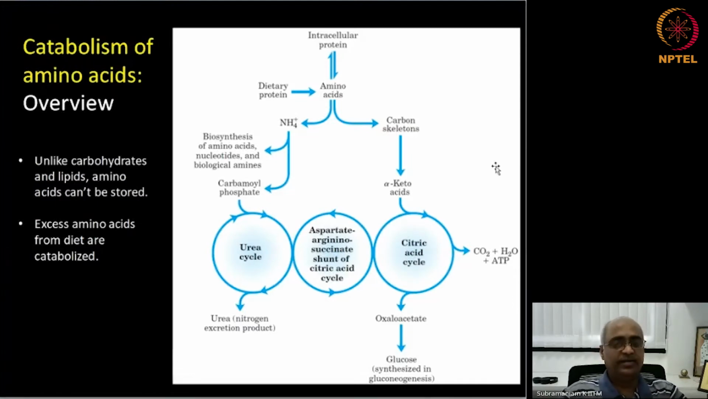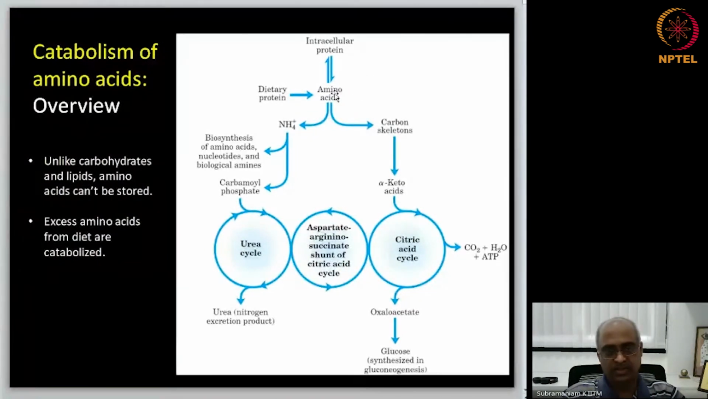So let us look at what happens to the amino group in amino acids. This summarizes the multiple routes of entry and exit. You have intracellular proteins that through normal wear and tear, when the time is up, get hydrolyzed into amino acids. And dietary protein also, in the digestive tract, in the way which we will see in the next slide, gets hydrolyzed into free amino acids.